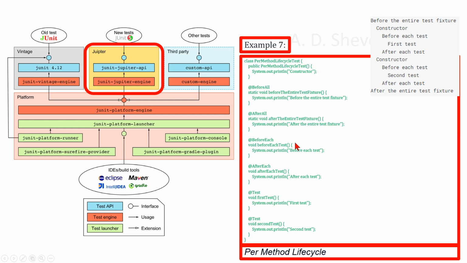Annotation interface @BeforeEach. @BeforeEach is used to signal that the annotated method should be executed before each @Test, @RepeatedTest, @ParameterizedTest, @TestFactory, and @TestTemplate method in the current test class.